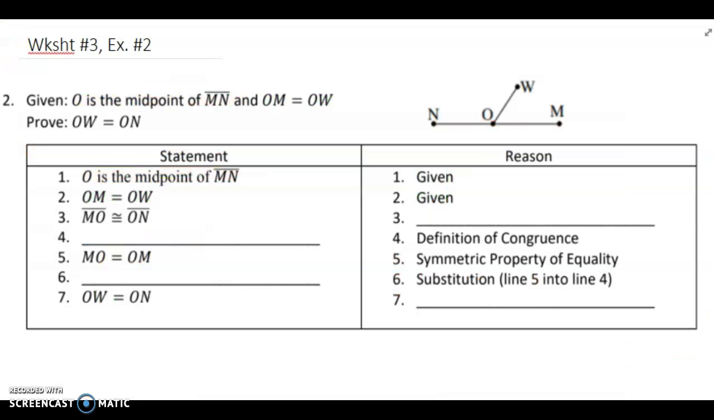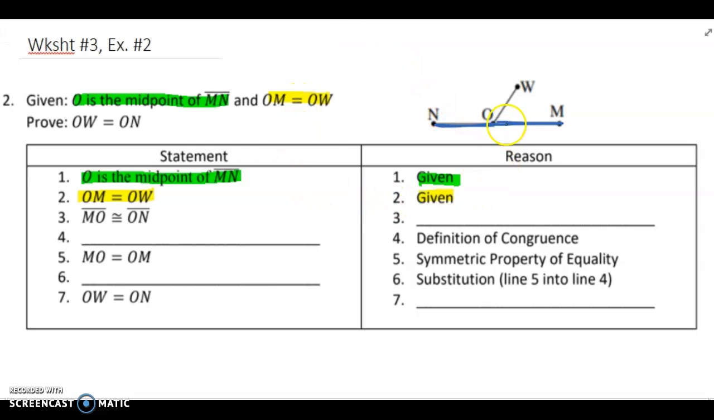All right, let's look at example number 2 now. So we're given 2 things. Well, actually 3, because we're given a diagram too. But we're given that O is the midpoint of MN, so I'm just transplanting that right there. That's given. And I'm also given that OM is equal to OW, which is right there and there. All right, so step number 3 tells me MO, which is right here, is congruent to ON, which is right there. So I'm going to ask you, how do we know that MO and ON are congruent?